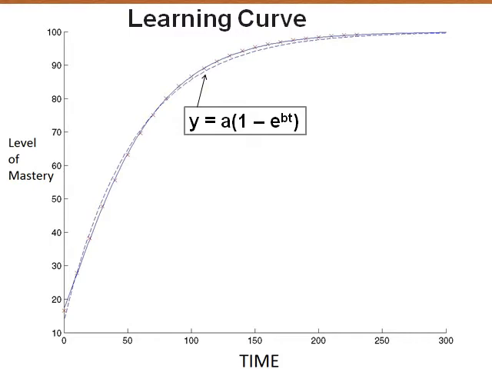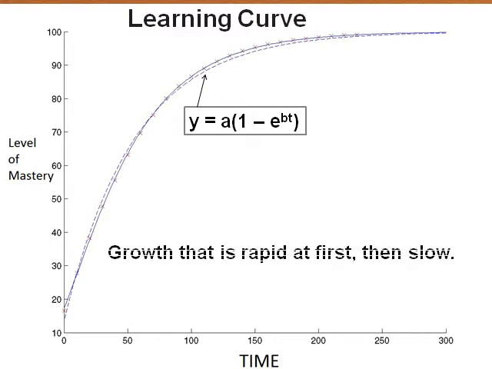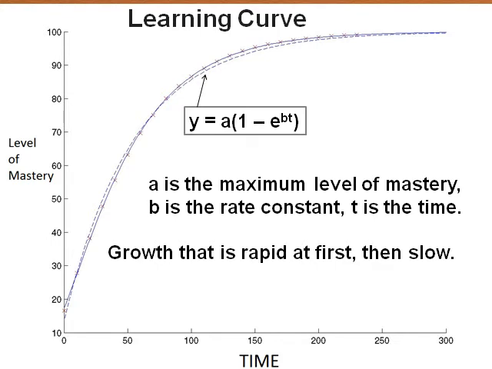So y equals a times 1 minus e to the bt is the model. This is growth that is rapid at first, then slow. A is the maximum level of mastery. On this particular graph, it's 100. B is the rate constant, as usual, and t is the time. So this is the basic shape of a learning curve.